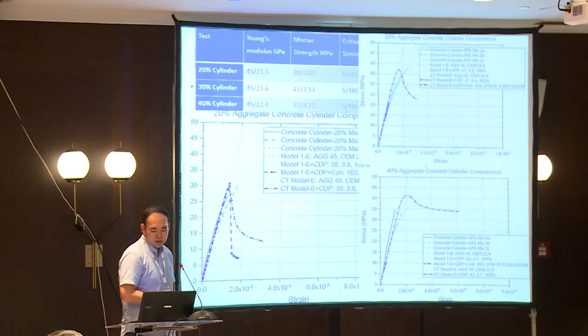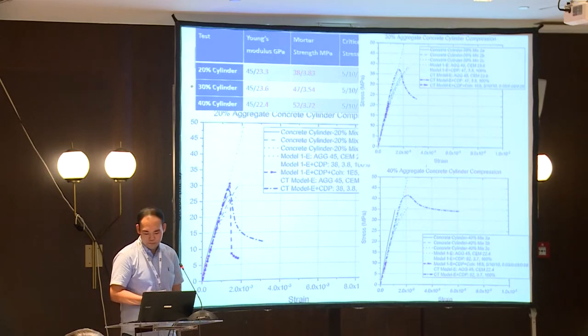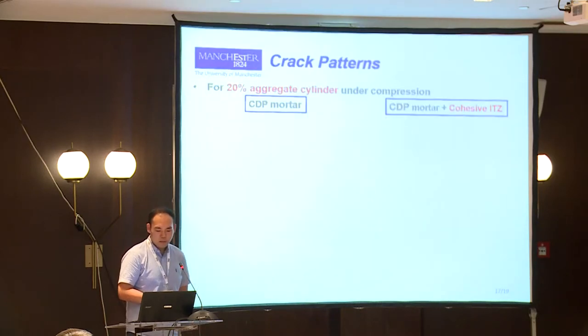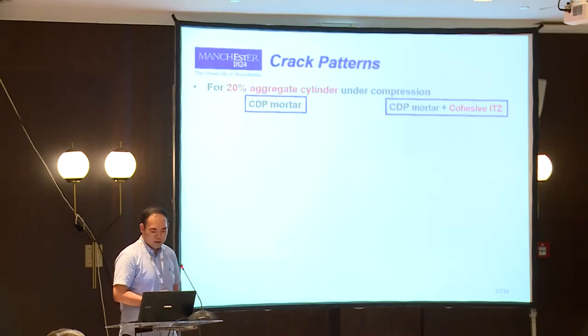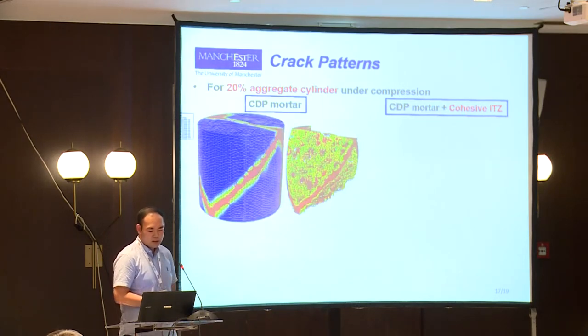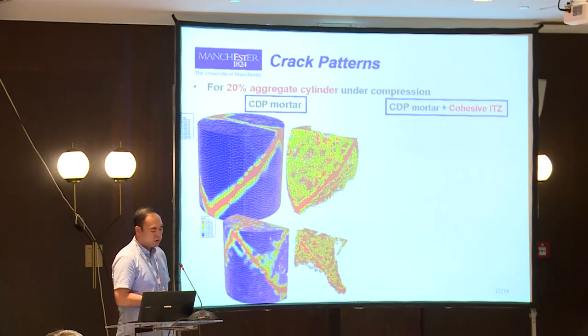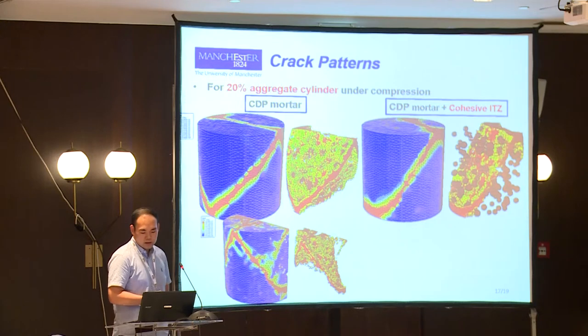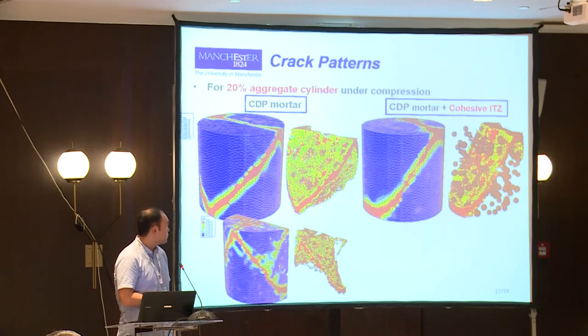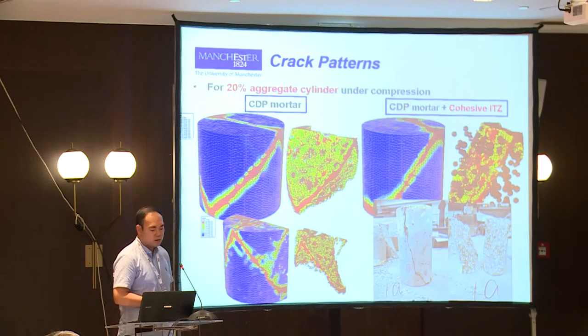For 30 and 40% CDP models, the softening region of a synthetic model always drops faster than the image-based model. The crack patterns are very different. So if there's no ITZ, the crack propagates from top middle to bottom left for both synthetic and image-based models. When ITZ exists, the macro crack propagates from the top right to bottom left, just as in the experiment observation.